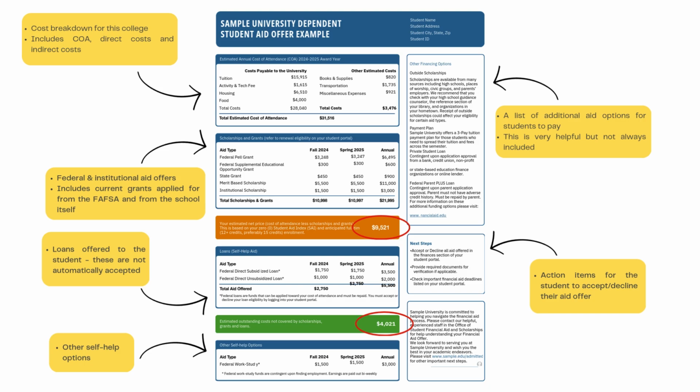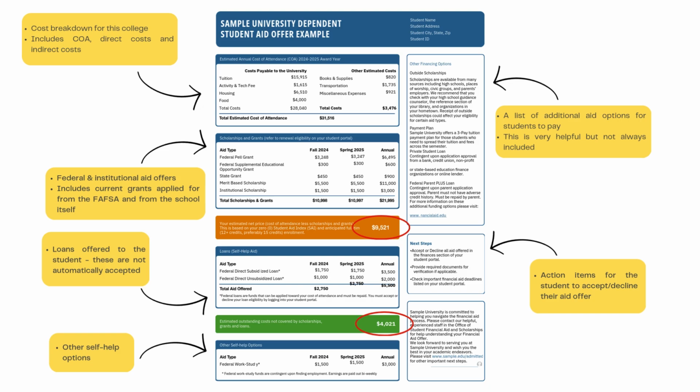In this green section, we can see where the school has actually taken the estimated net price and subtracted the loan offer amount from that number, which has resulted in $4,021 being left over, which is not covered. That is the amount not covered by scholarships, grants, and loans.